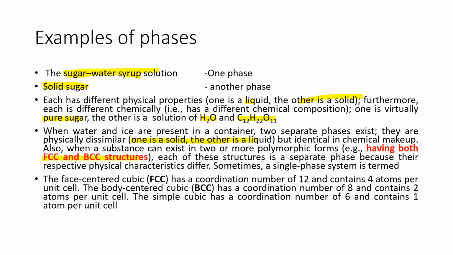Also, when a substance can exist in two or more polymorphic forms, for example having both FCC and BCC structures, each of these structures is a separate phase because their respective physical characteristics differ. Sometimes a single phase system is termed. The face centered cubic has a coordination number of 12 and contains 4 atoms per unit cell. The body centered cubic has a coordination number of 8 and contains 2 atoms per unit cell. The simple cubic has a coordination number of 6 and contains 1 atom per unit cell. So here in the iron carbide phase diagram, we must differentiate between FCC and BCC. That's why solubility limit.